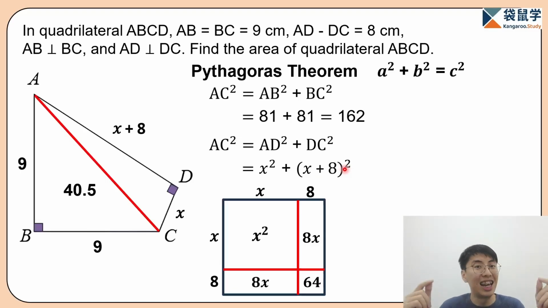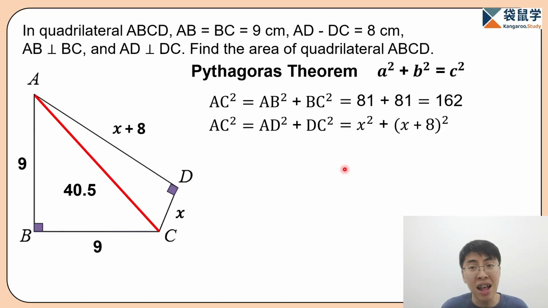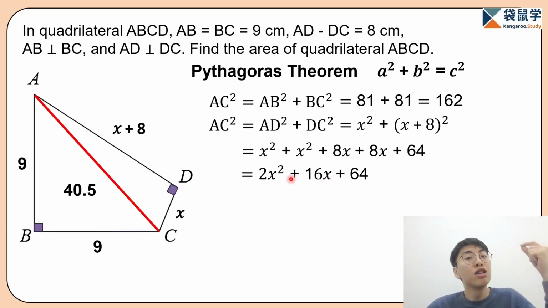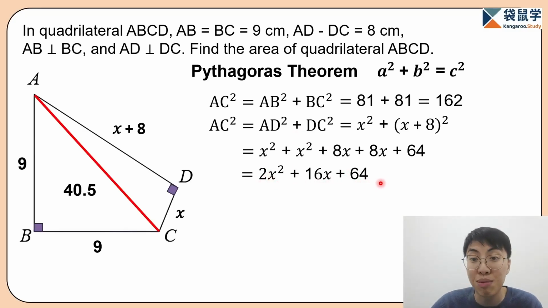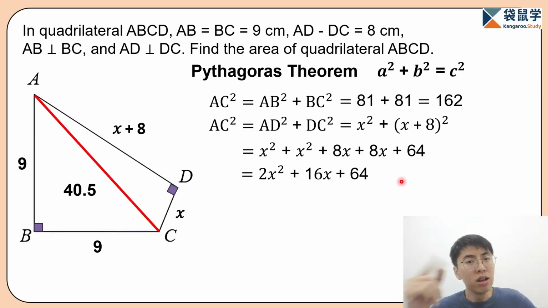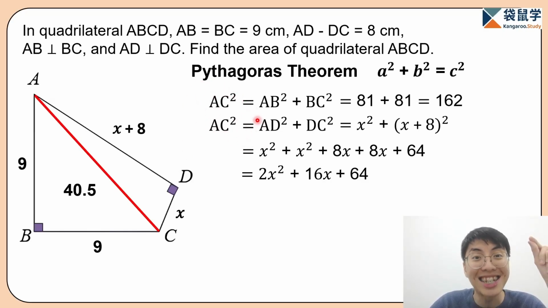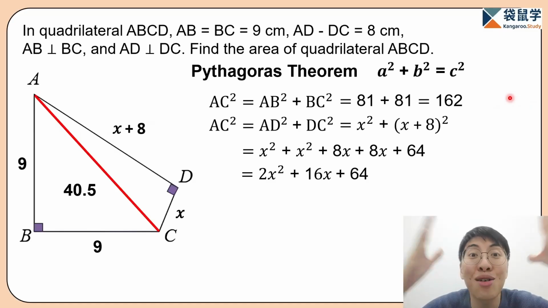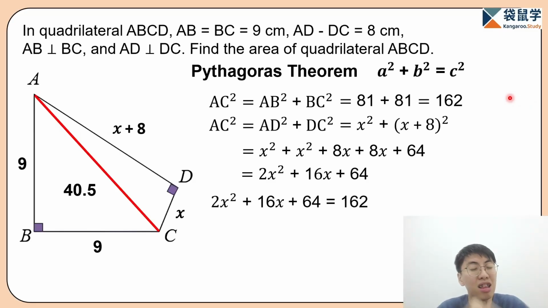So now, do I know what is the value of (x plus 8) squared? We know it, and it is x squared plus 8x plus 8x plus 64. And with that, I can write it down here. Once I write down here, I can solve and simplify for it to get 2x squared plus 16x plus 64. Now, just now we mentioned that since both of them are AC squared, they're the same line. So what can we do? We can equate them together and we can try to solve for our value.